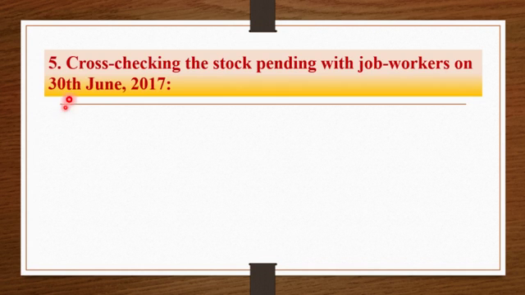And last checklist, cross-checking the stock pending with job workers on 30th June 2017. As it is mandatory that goods lying with job workers on 30th June 2017 need to get received within a period of 1 year, the capital goods lying with job workers require to be brought back before 30th June 2019, within a period of 2 years.